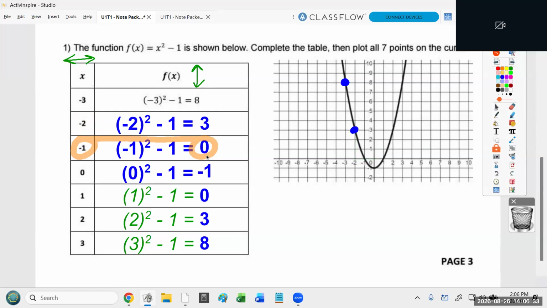A lot of people get confused when they see zeros. They're not really sure what that means to do. But this means go left 1. This means don't go up and down at all. Okay? So I start at the origin. I go left 1. And I do not go up and down at all. I just stop. That's where the point goes.